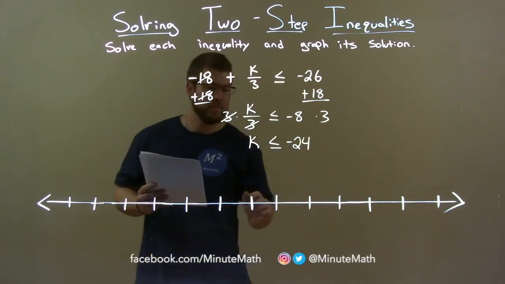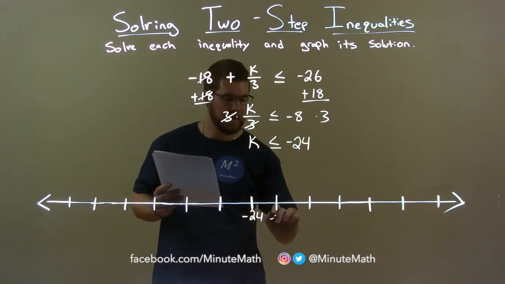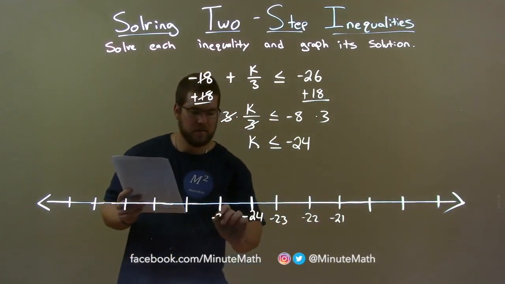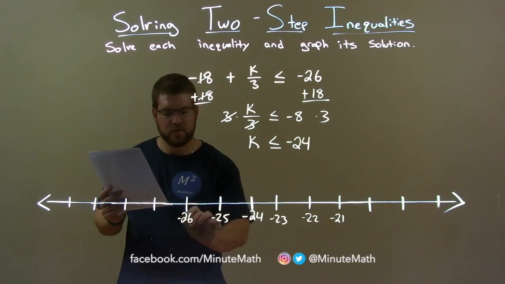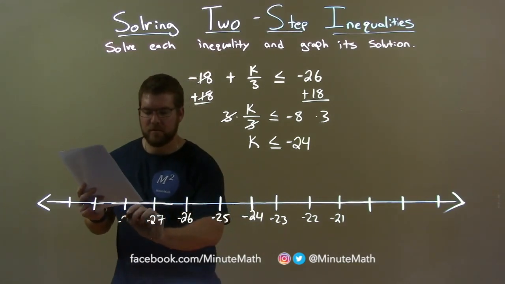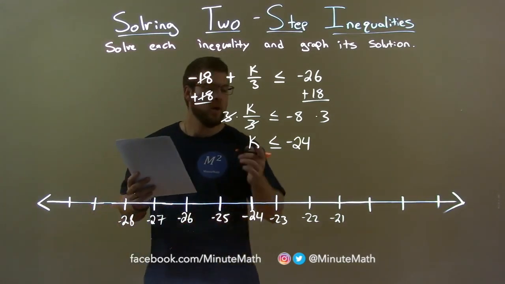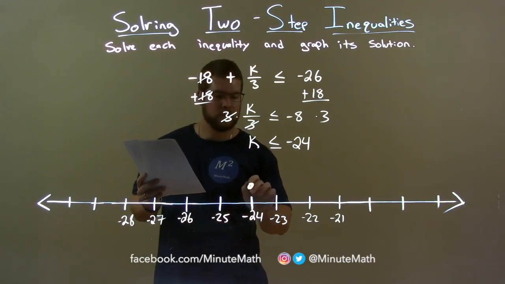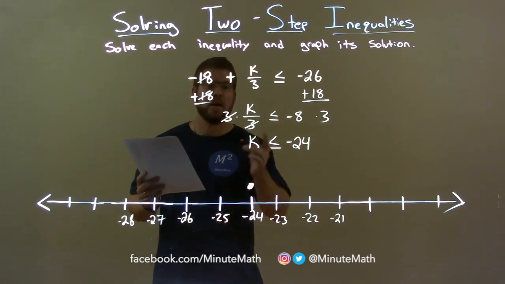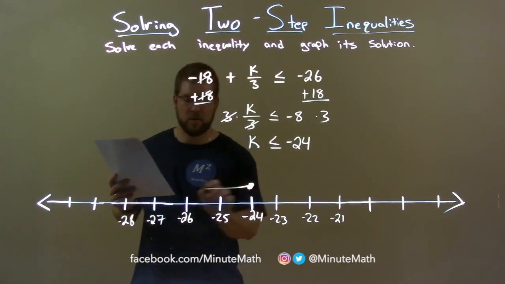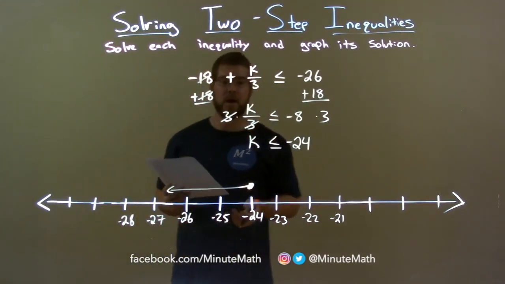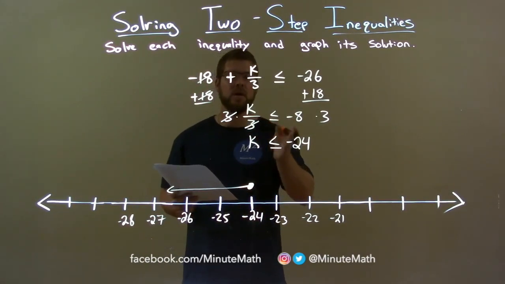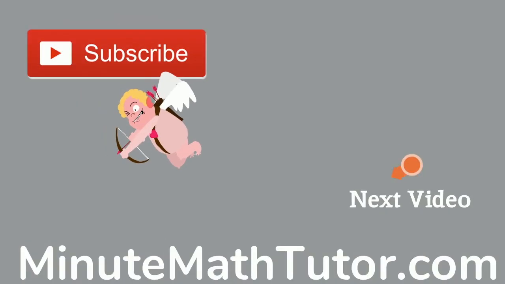So let's graph this. Negative 24 here, negative 23, negative 22, negative 21, negative 25, negative 26, negative 27, and negative 28. Well, if k can equal negative 24, that means we have a closed circle at negative 24. K is less than negative 24, so the arrow goes to the left, and there we have it. Our graph matches our final answer. K is less than or equal to negative 24.